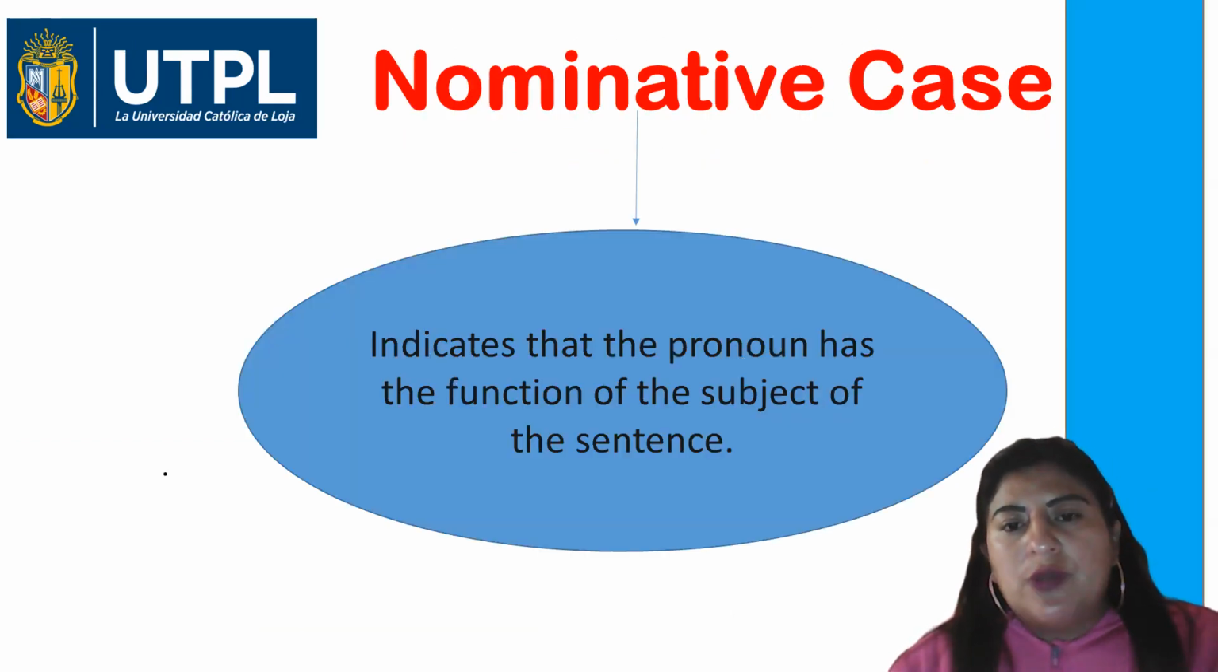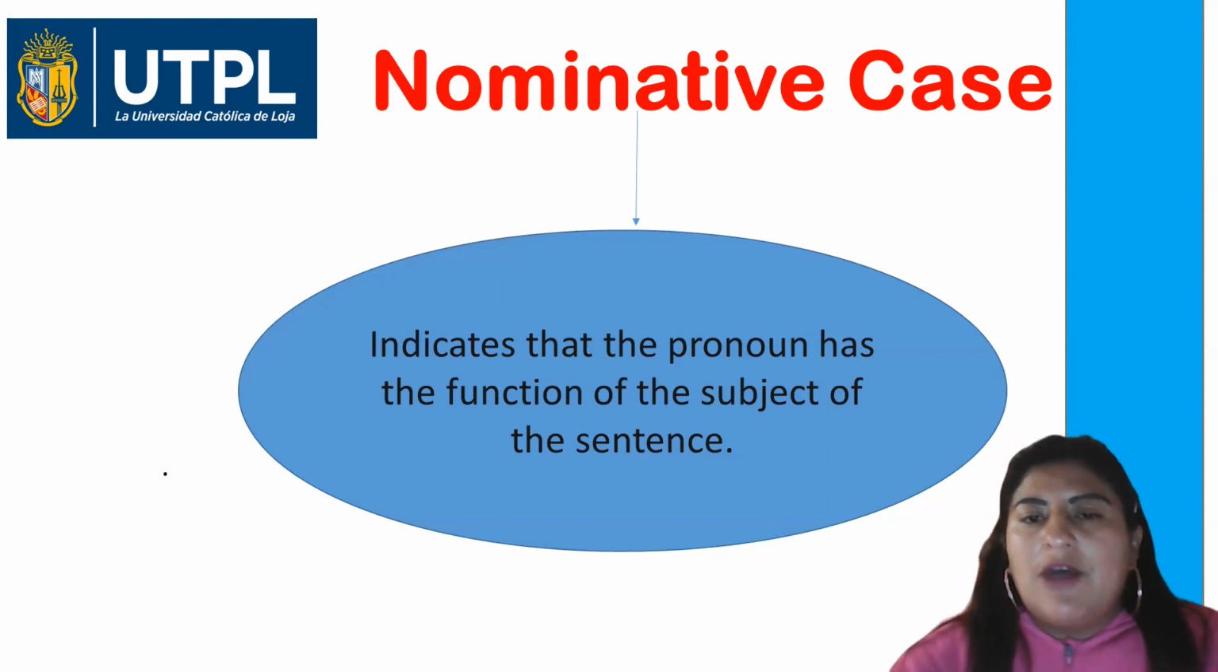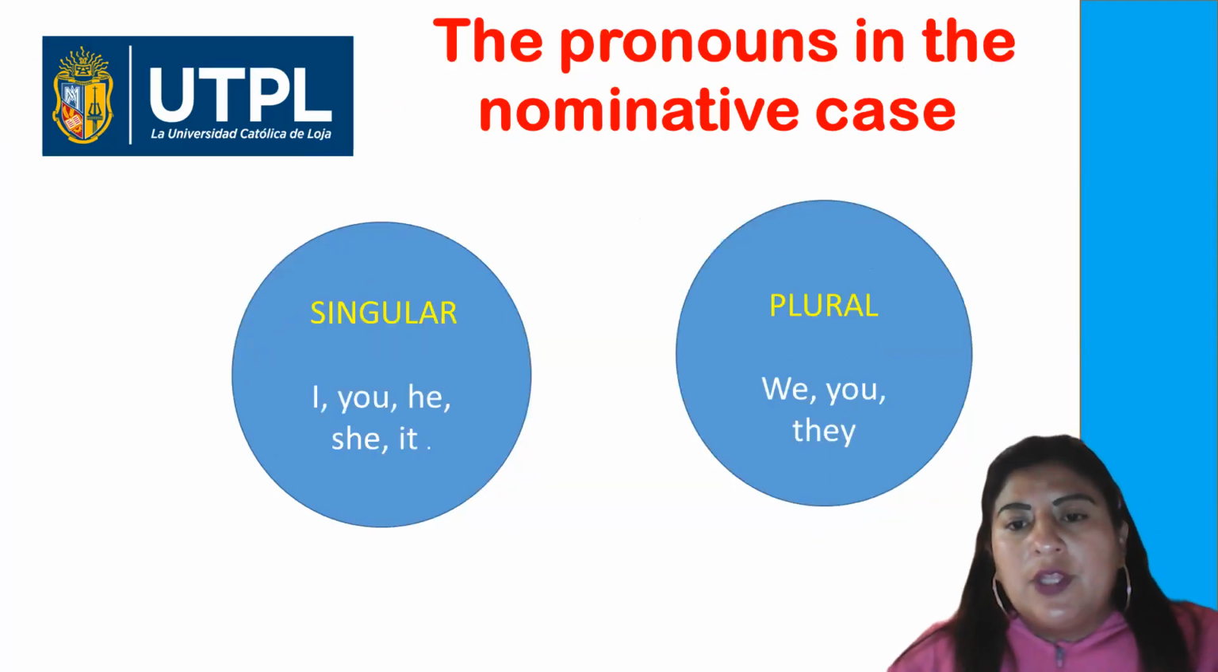First of all, I'm talking about the nominative case. Nominative case indicates that the pronoun has the function of the subject of the sentence. Also, the nominative case refers to the case used for a noun or pronoun when it is the subject of a verb. Don't forget that we have different pronouns in English. We have for singular I, you, he, she, it, and for plural we have we, you, and they. It is important to form nominative case.